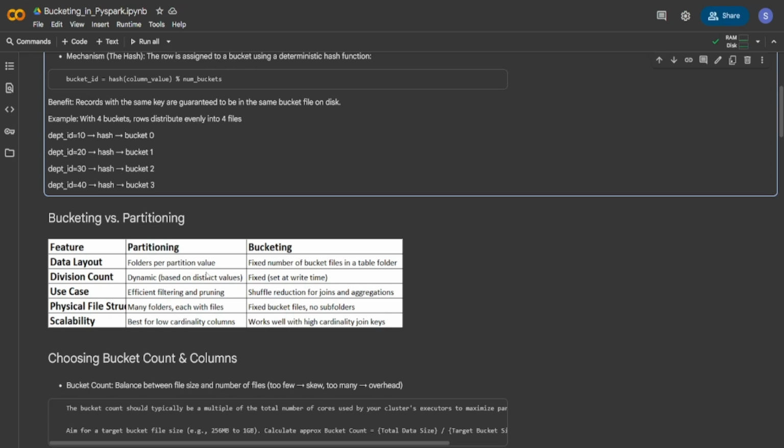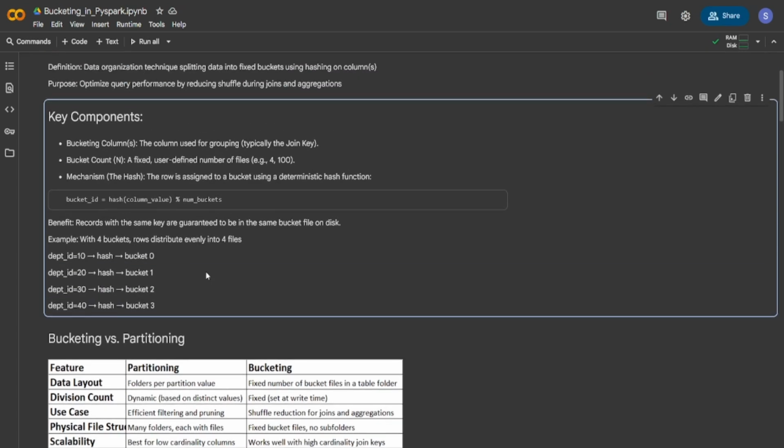But a high cardinality column leads to too many small files, whereas in bucketing, data is split into a fixed number of files using the hash of the column modulo number of buckets formula. Example, if we bucket on column department ID into 4 buckets, always 4 files are created in the output, and it's useful for joins and aggregation. So partitioning optimizes filtering and bucketing optimizes joins and aggregation.